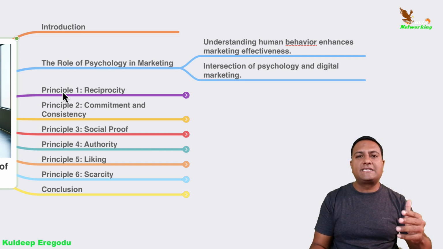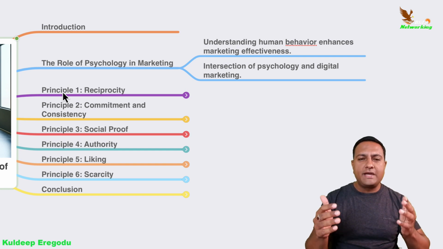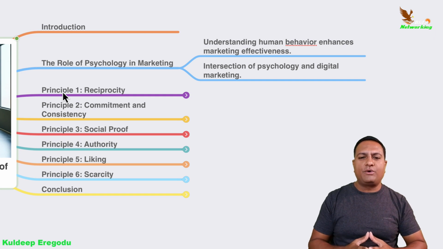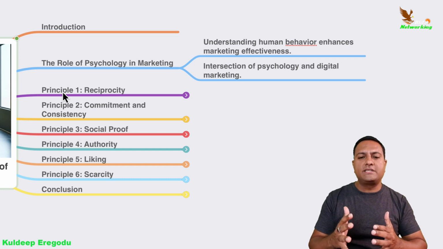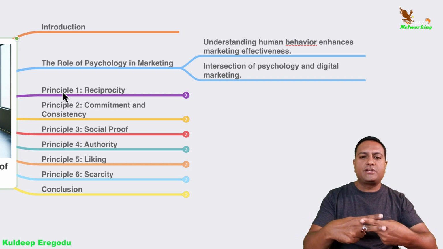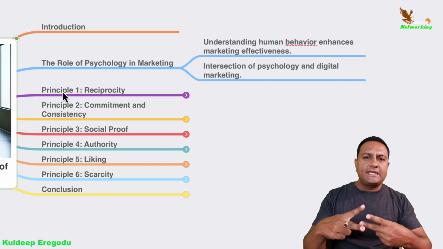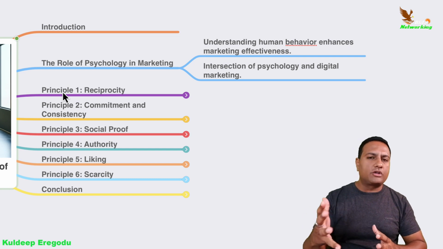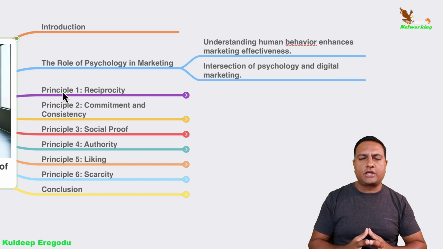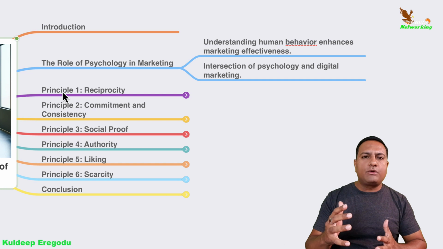That means you need to understand their emotion. You need to understand their psychological needs. Only then will you be able to sell easily and effectively. Now, the intersection of psychology and digital marketing. As I said, you need to understand their emotional tone. Once you understand their emotional tone, there is an intersection of psychology and digital marketing. This is the key aspect in whatever products or services you are selling or giving to your consumers. The intersection of psychology and digital marketing plays a vital role.